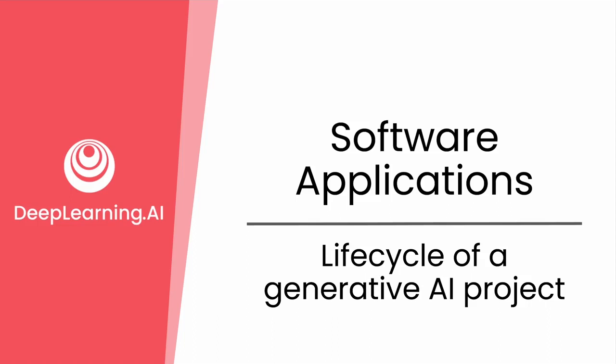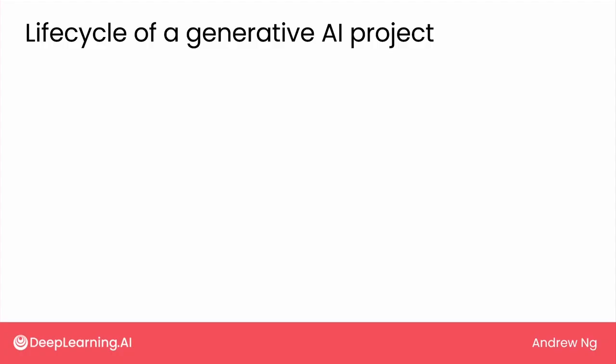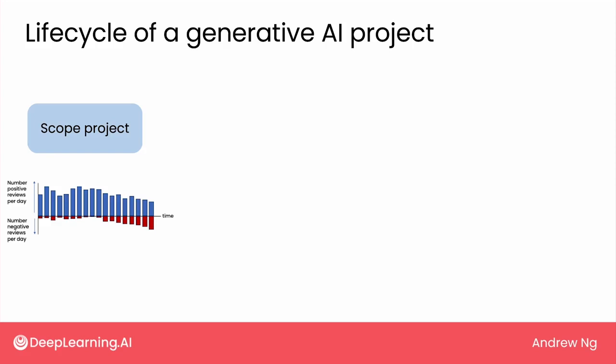I'd like to share with you what the process of building a generative AI software application feels like. Let's take a look. Here's what the life cycle of a generative AI project to build a software application feels like. We would start off by scoping a project to decide what we want this software to do. So for example, say you decide you want to build a restaurant reputation monitoring system. The next step would be to actually try to implement it.